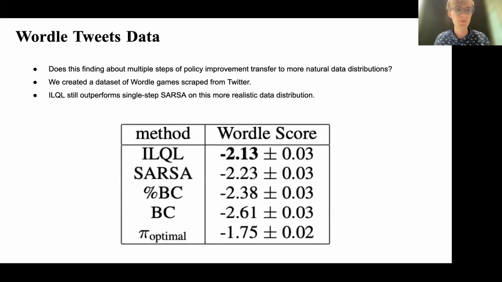We also scraped a bunch of Wordle games from Twitter and just trained our models on that data. And we see that even in this more natural Wordle distribution, our method is better than SARSA and other baselines. The other thing about Wordle is we can compute a policy that selects the word with the highest value of information and get a very strong, though not strictly optimal, high performing policy, and we can compare how close we get to that. But you see there's still some room to improve.